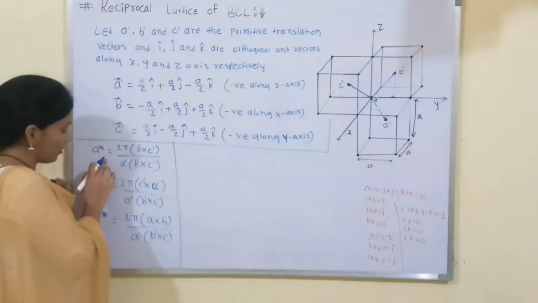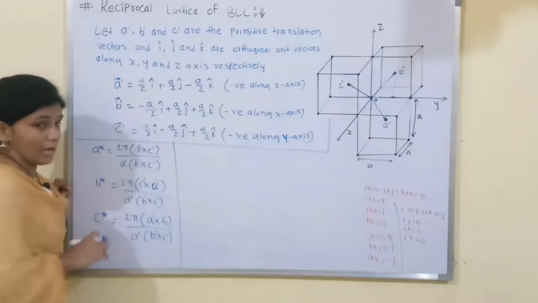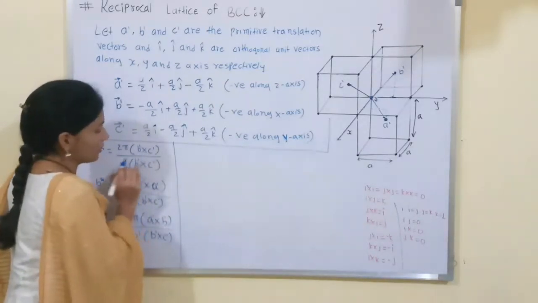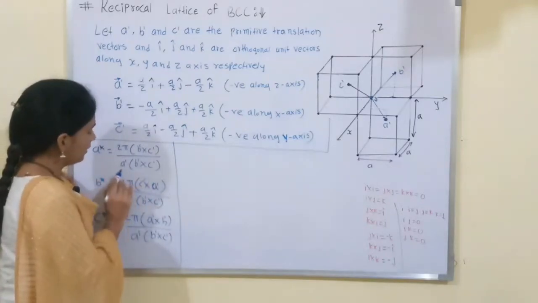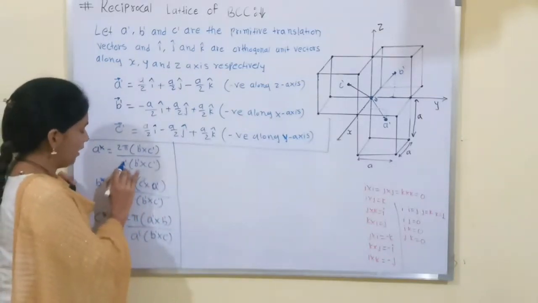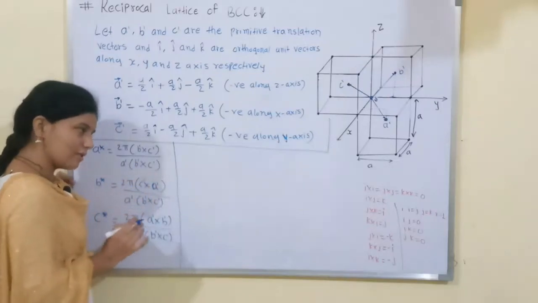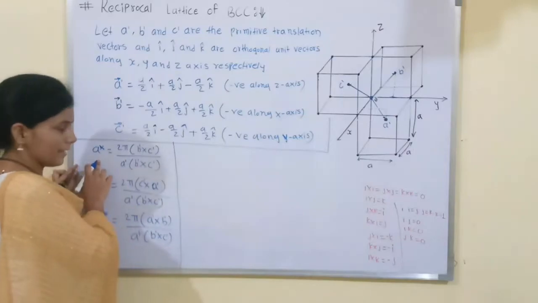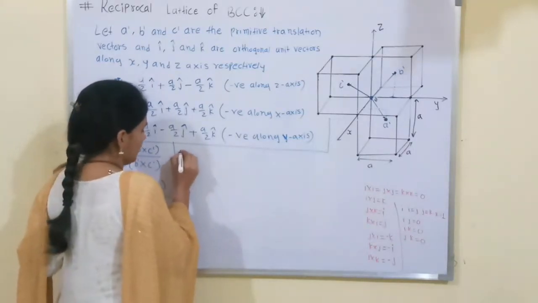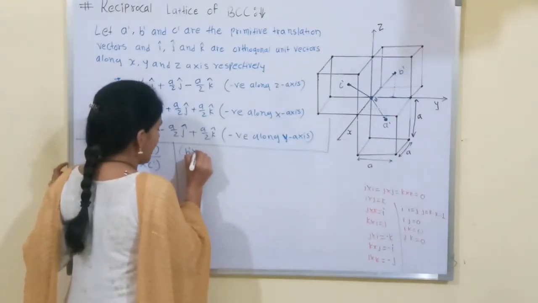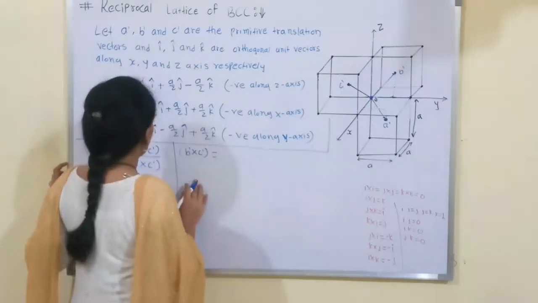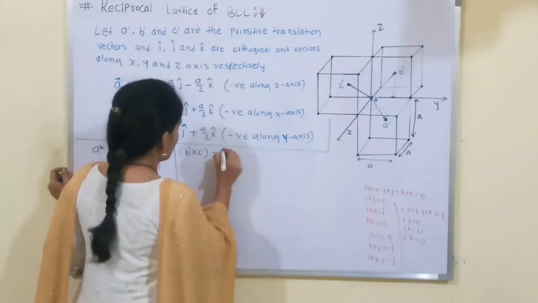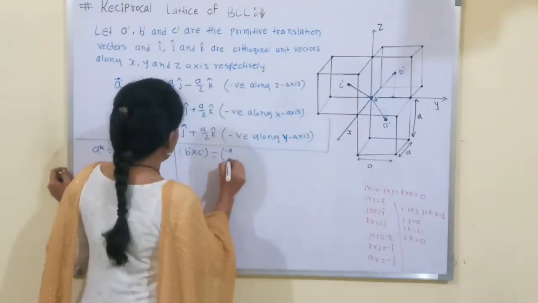For the calculation of A star, B star and C star, we have to calculate some things before. That is B cross C, and this is the volume, that is A dash dot B dash cross C dash. So we will calculate one by one. For the calculation of A star, we will calculate B cross C. The value of B dash cross C dash is equal to, here we will first put the values of B dash and C dash.